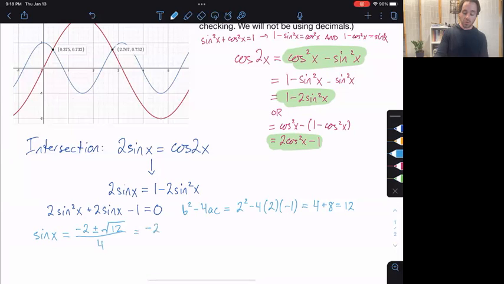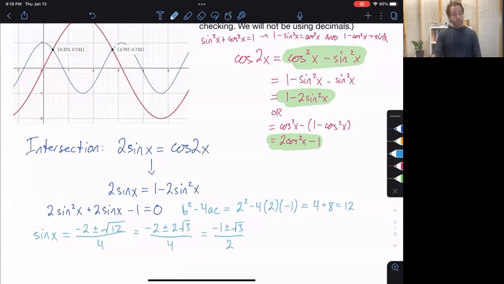This is negative 2 plus or minus. And at this point, if you're taking Calc BC, I'm guessing you know how to simplify square roots. A 4 pulls out and becomes a 2. 2 root 3 over 4. And now negative 2 and positive 2 can both reduce. This becomes negative 1 plus or minus 1 root 3 over 2.